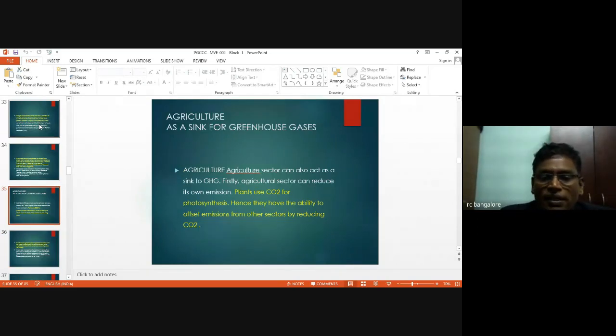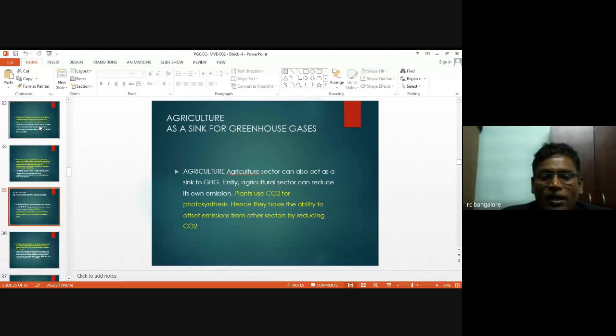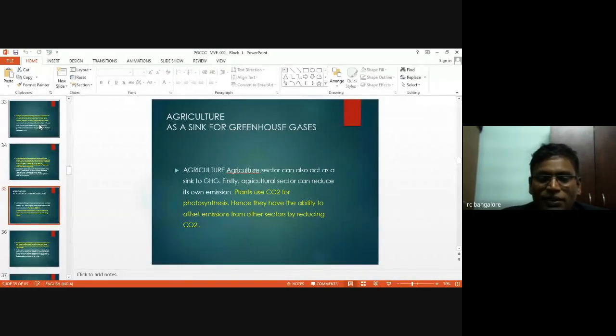So the agriculture sector can also act as a sink for greenhouse gases. Firstly, the agriculture sector can reduce its own emission. Plants use carbon dioxide for photosynthesis, hence they have the ability to offset emission from other sectors by reducing carbon dioxide. So the agriculture sector also acts as a remover of greenhouse gases. How does it remove the greenhouse gas? For example, carbon dioxide is one of the greenhouse gases which contributes to atmospheric warming or global warming, right? But this same carbon dioxide is utilized by the green plants during photosynthesis.